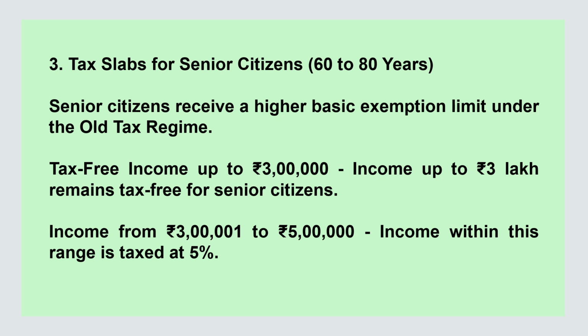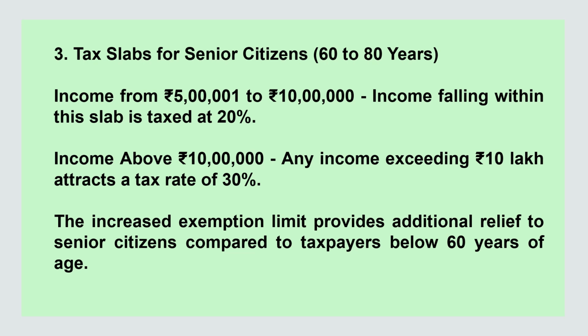Third, tax slabs for senior citizens, 60 to 80 years. Senior citizens receive a higher basic exemption limit under the old tax regime. Tax-free income up to rupees 3 lakh: income up to rupees 3 lakh remains tax-free for senior citizens. Income from rupees 3 lakh 1 to rupees 5 lakh: income within this range is taxed at 5%.